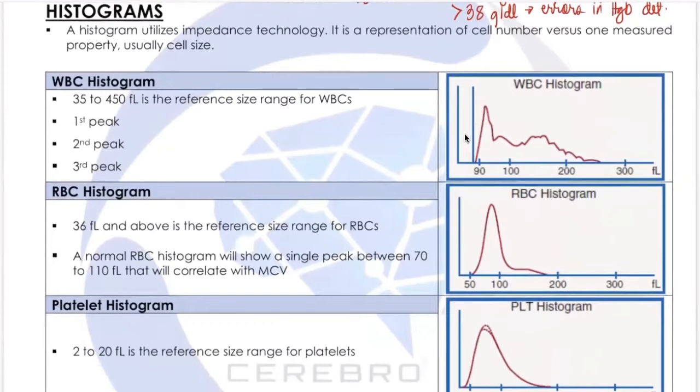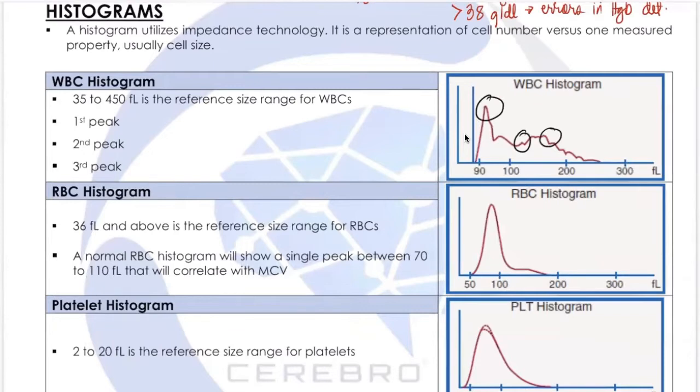So first, we have our WBC histogram. So this corresponds to the volume of our white blood cells. Na sabi natin kanina, these are the cells having a mean cell volume of 35 to 450 femtoliters, which is being counted in the WBC aperture. So for the WBC histogram, meron siyang tatlong peaks. One, ito, tsaka ito, these are the peaks of your WBC histogram. And these peaks actually represent different cellular populations.